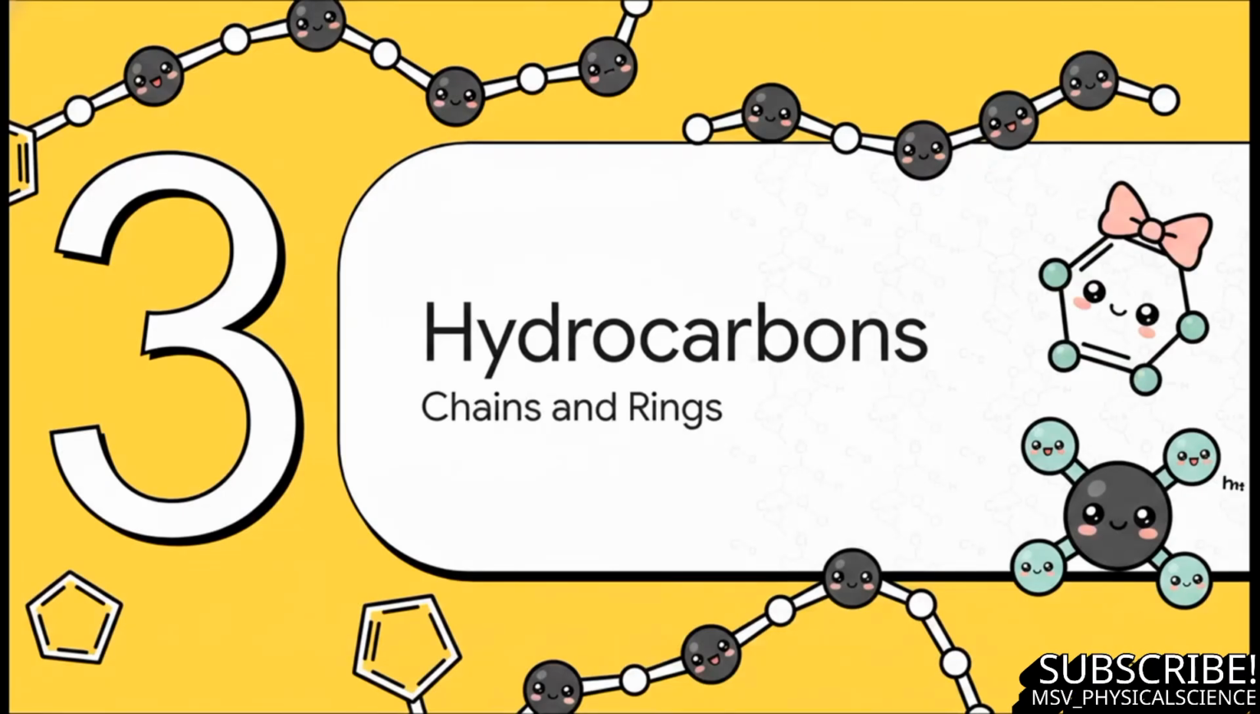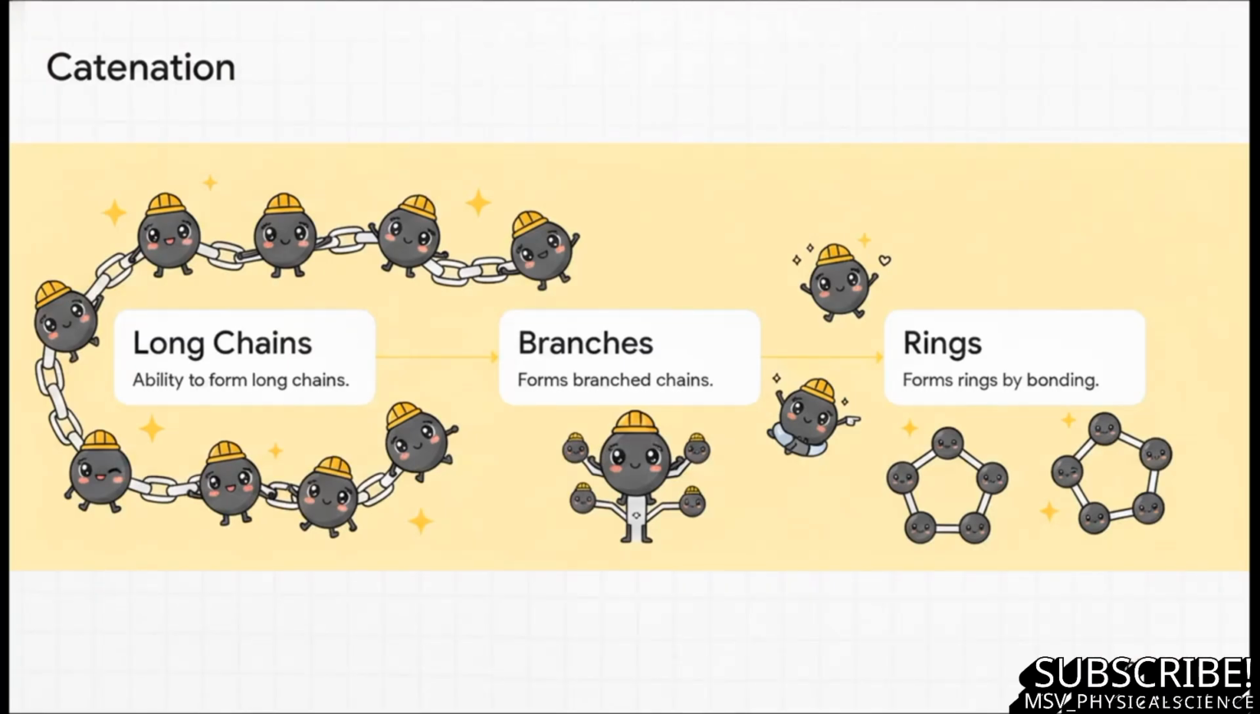Section 3. Chains, rings, and hydrocarbons. The magic of catenation. So we've seen how pure carbon behaves, but organic chemistry really kicks into high gear when carbon starts mixing and matching. Remember those 4 handshakes we talked about earlier? Well, carbon has this totally unique ability called catenation. That basically means it can bond with itself over and over again to form massive structures.